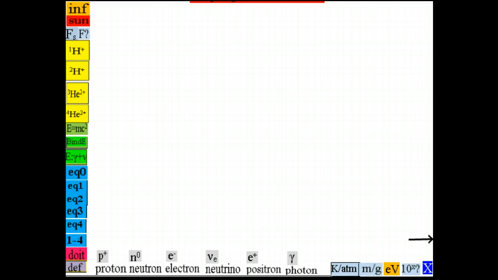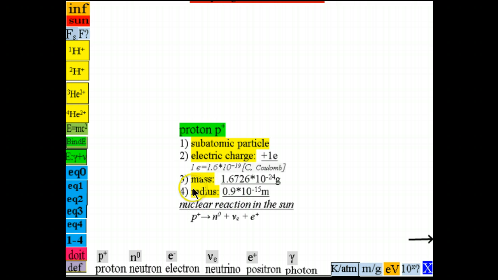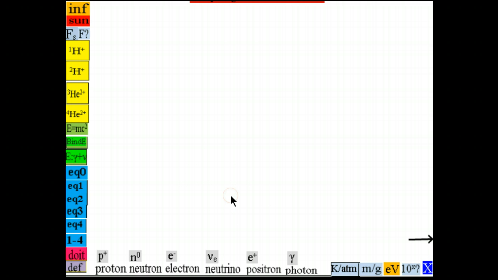You now know what protons, neutrons, electrons, neutrinos, positrons, and photons are. To refresh your memory, you can always double left click on the name proton, for example, and a definition will come up. Right click on that text and it disappears.